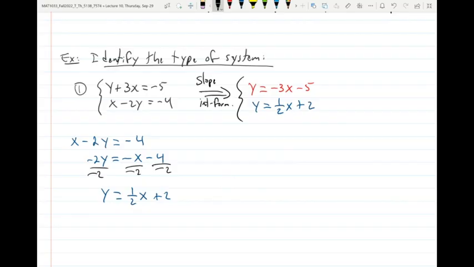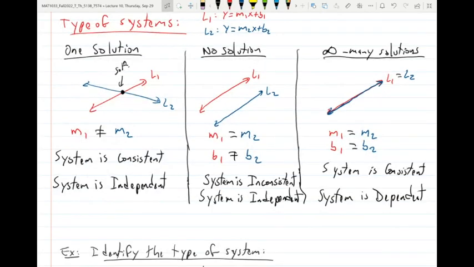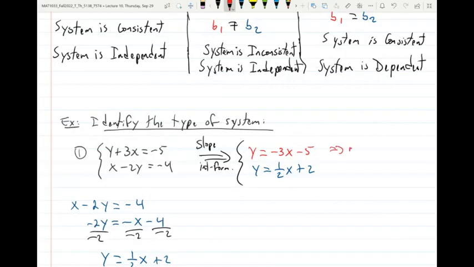Now let's look at it. What do we need to get from here to decide the type of system? Our job is to decide what column it is. What should you be looking at? Slopes. So tell me the slopes. The first slope is -3. What's the second slope? 1/2. What can we say? Are they the same or different? They're different. So what's the conclusion? The system is consistent. So m1 is different than m2.